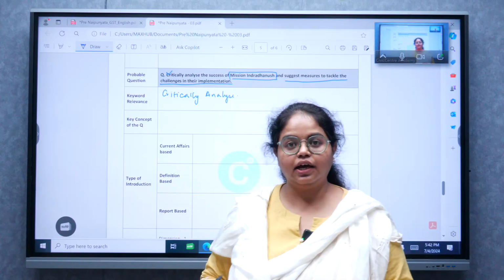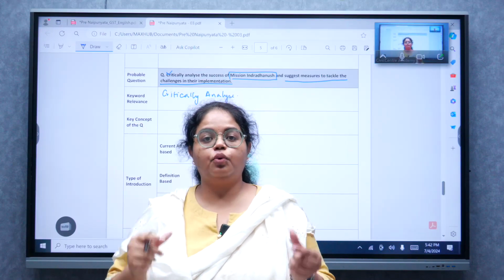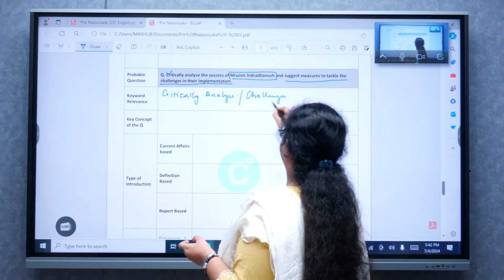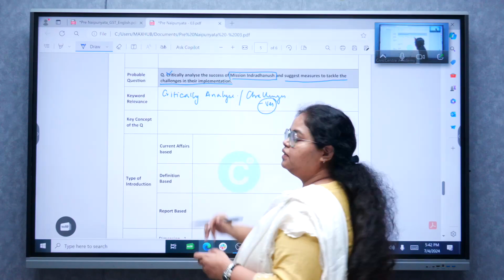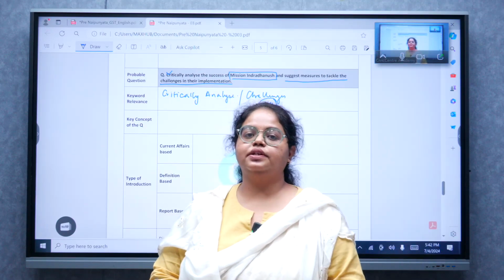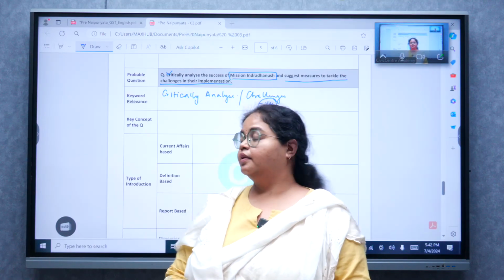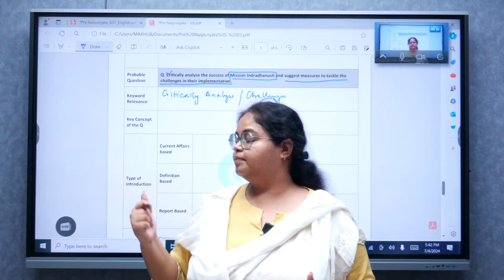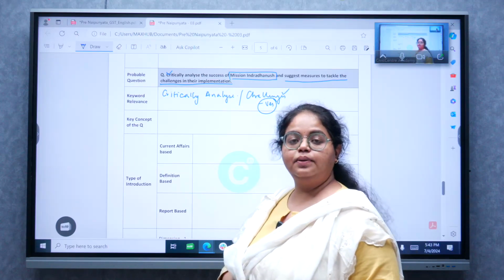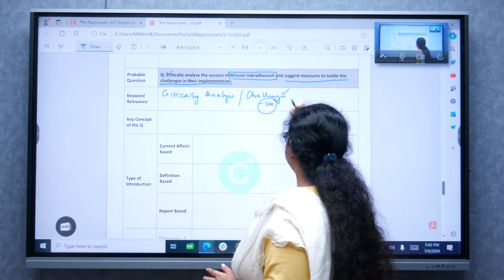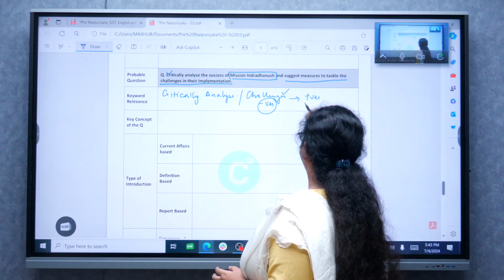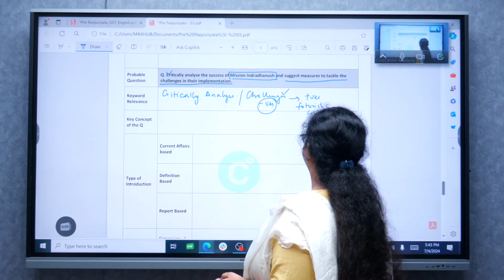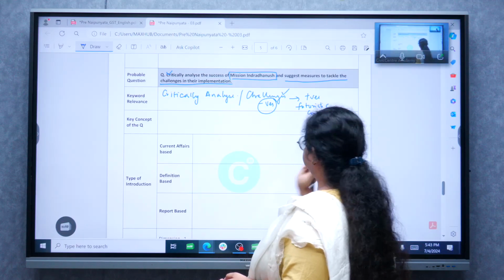Whenever it says critically analyze or critically examine, you have to focus on the challenges of that particular issue, or simply you can call them the negatives of the particular issue. You will be mentioning positives as well, but if there are so many challenges, we will be discussing challenges in the first place. That will be your priority. Then we will use the positives to give a futuristic conclusion, right?